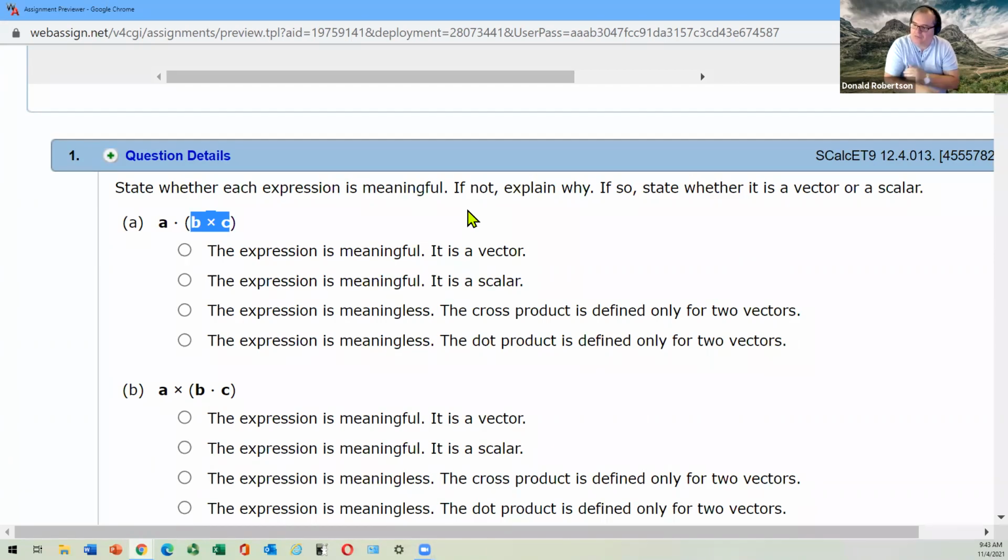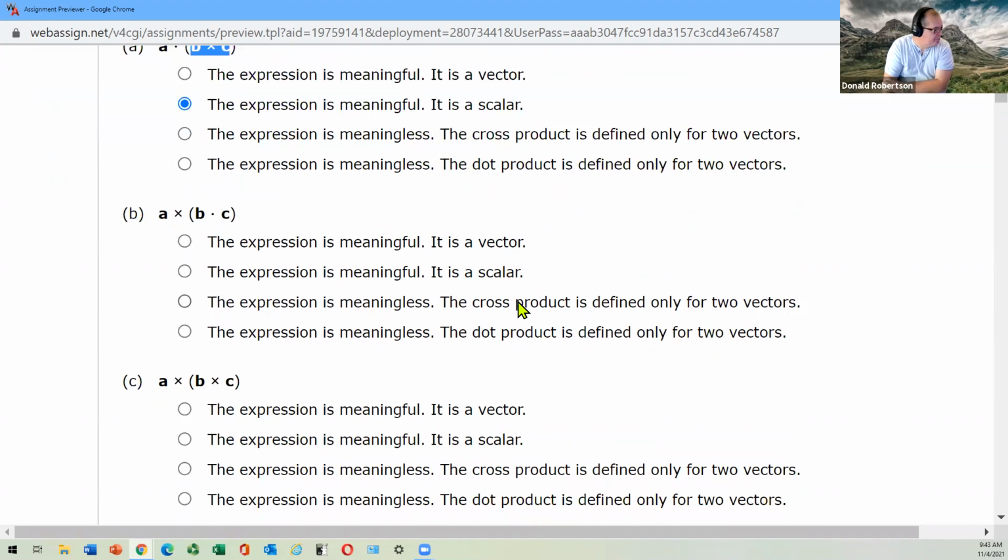Would A dot cross product get you something? Yeah. And it would be a number, wouldn't it? So we'd say, yes, it's possible, it's meaningful, right? And it's a scalar. So the answer would be that one.